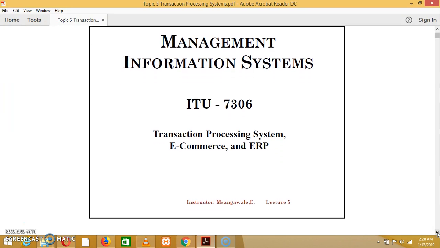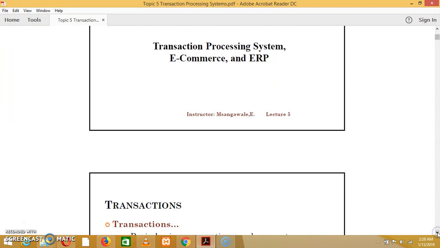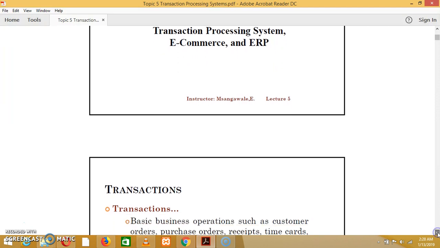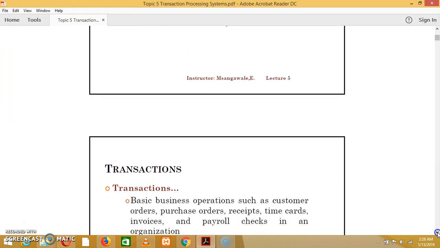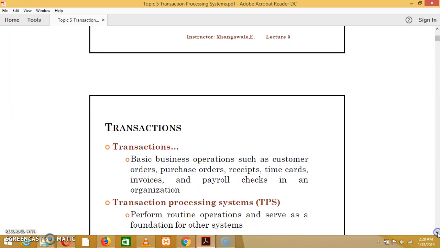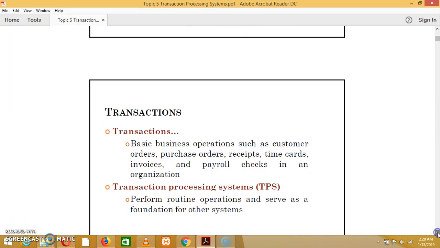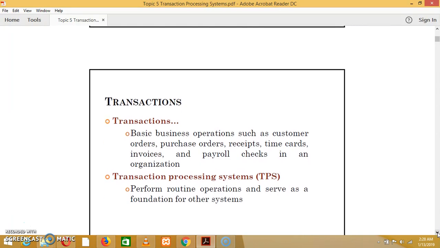Basically, these systems are just for processing very elemental or basic activities within a company, such as processing customer orders, purchase orders, time cards, and invoices.